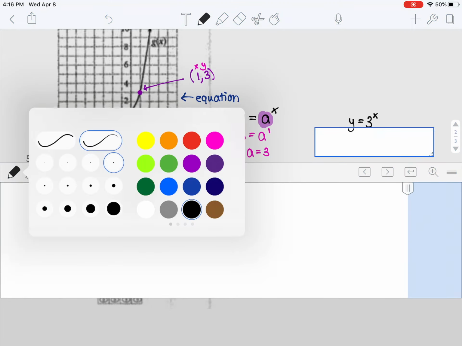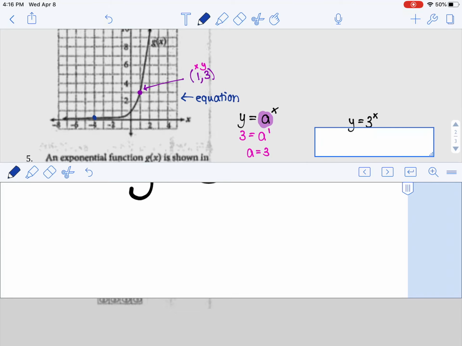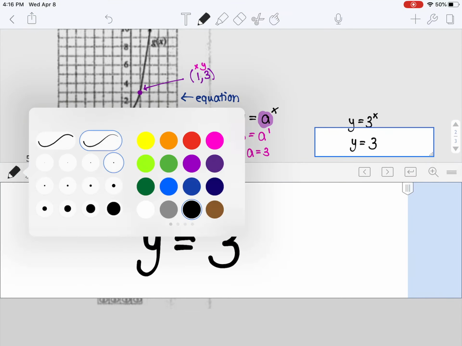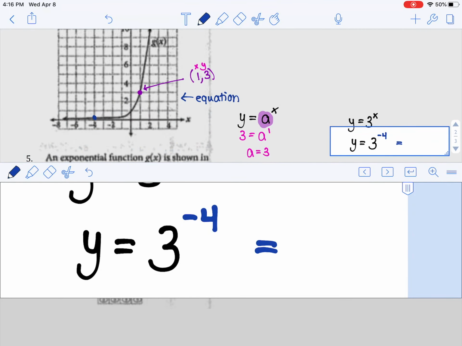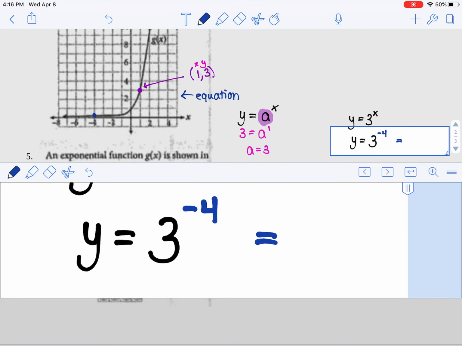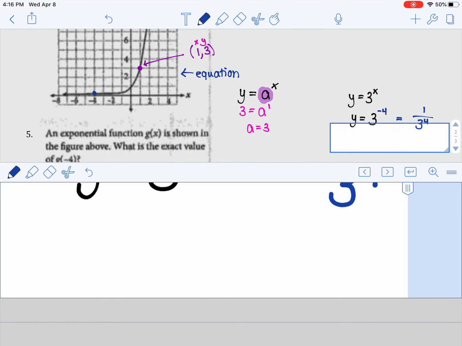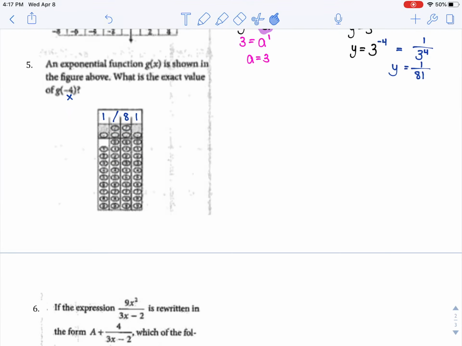Since I wanted to evaluate the function when x is negative 4, I'm going to plug in negative 4 for x, and then solve for y. Okay, a negative exponent means that the base moves down. So this is 1 over 3 to the positive 4th. 3 to the 4th is 81. So the y value is 1 over 81. So in your grid in, you should be putting 1/81. I won't fill in the bubbles on here.